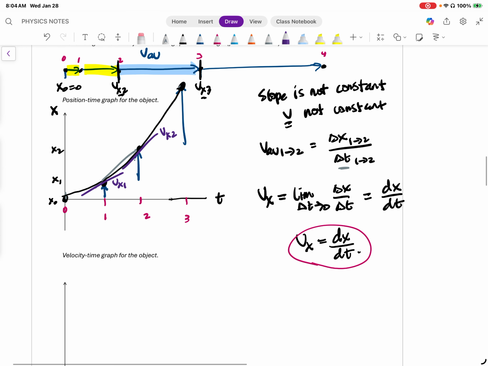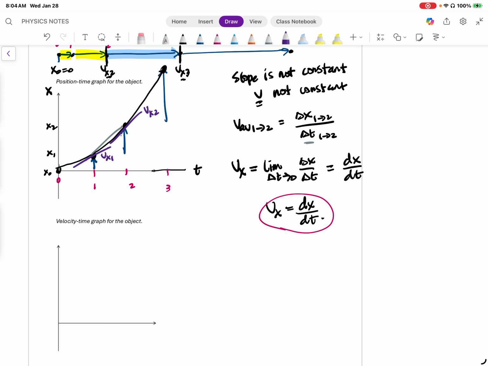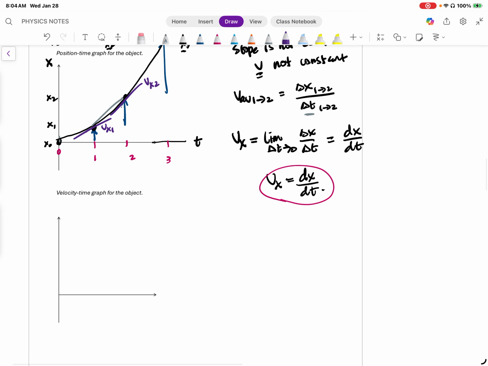If we want to go then from our position time graph to the velocity time graph, again, we want to be able to make those connections, position time to velocity time and velocity time back to position. So we'll do some practice with both of those. If I go from position time graph to my velocity time graph, let me label my axes here. So we're going to have now Vx, that's my velocity on the vertical axis, and then we will still have time on our horizontal axis.